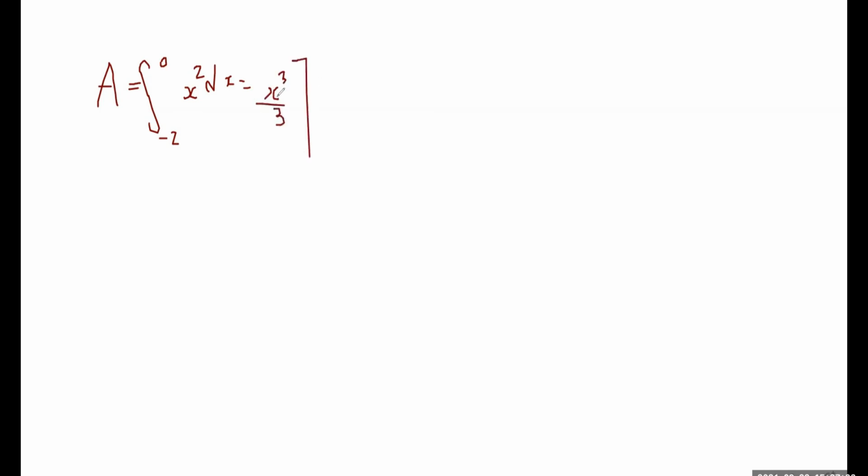I'll plug in our limits from -2 to 0. Plugging in 0, that's going to be 0 minus, in brackets, when I plug in the -2, -2 cubed, which is actually -8, over 3. So in this case, it works out to be 8 over 3. That is A. So now we just need to find out what is B.